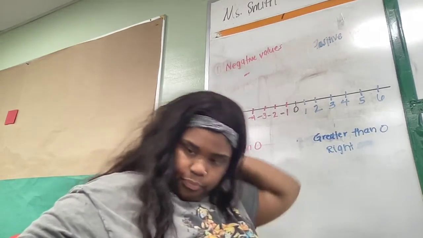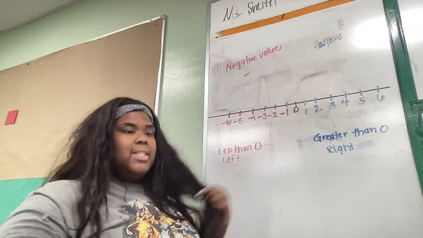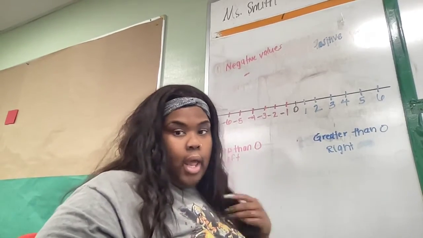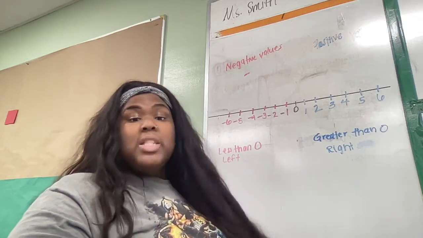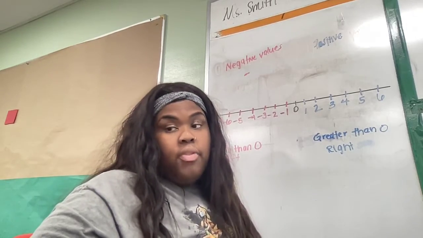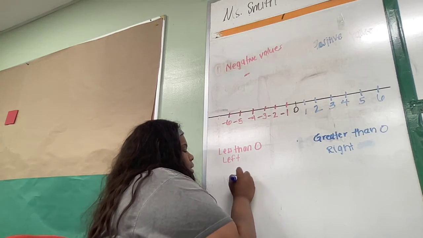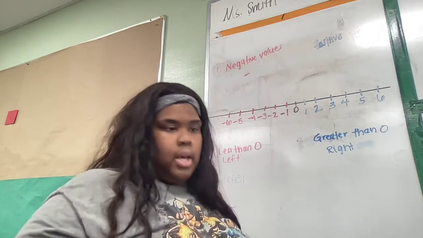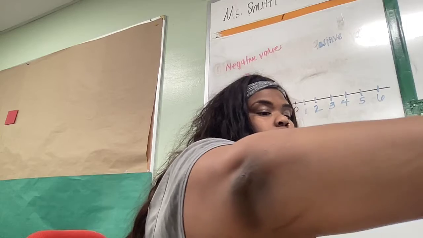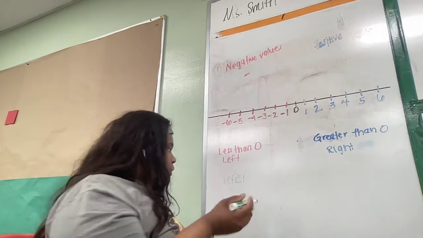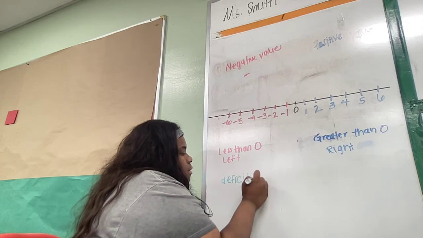So let's do an example. What are some instances where you'll end up in the negative? Let's pretend that you have a bank account. When you have a bank account, if you spend more money than what's in your account, then you have something called a deficit. Let's write that in a different color so that we won't get confused. You have something called a deficit, or you'll be owing.